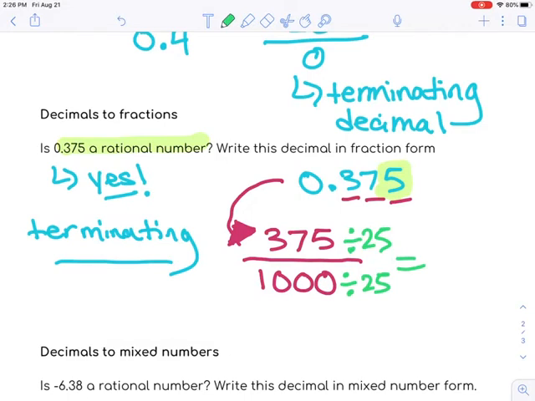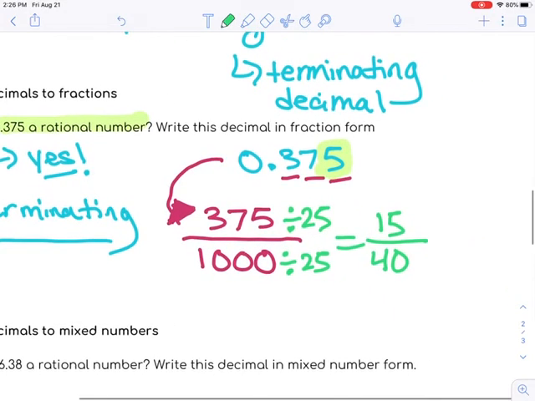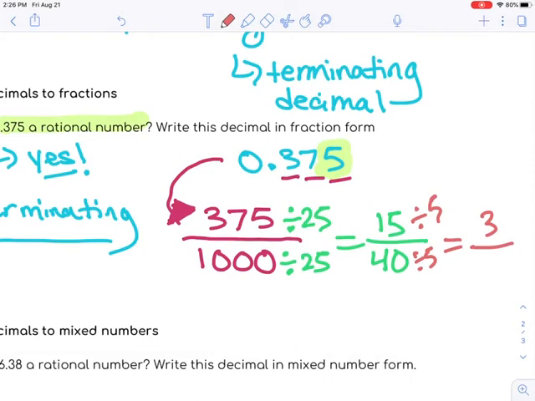So 375 divided by 25 is 15. And 1,000 divided by 25 is 40. So I'm still not done yet because this can still be simplified a little bit further. So what could I divide both 15 and 40 by? I can divide by 5. So 15 divided by 5 is 3, and 40 divided by 5 is 8. And now I can't simplify this anymore. This is in my simplest form.